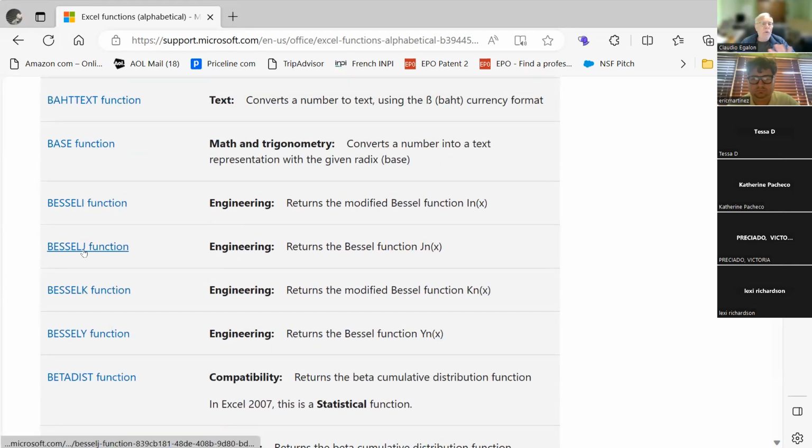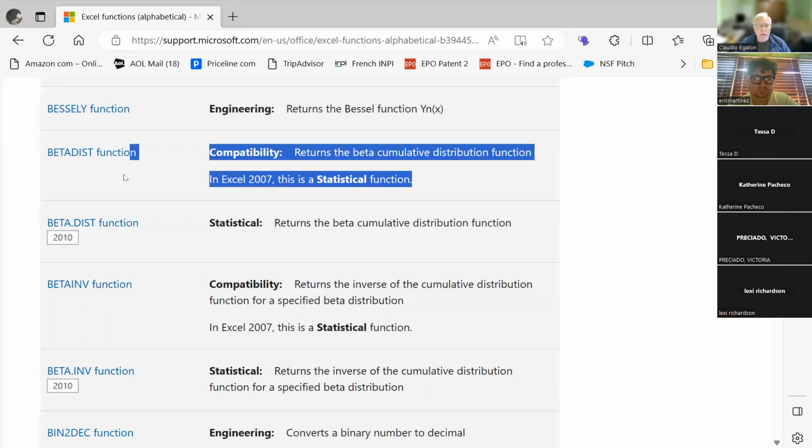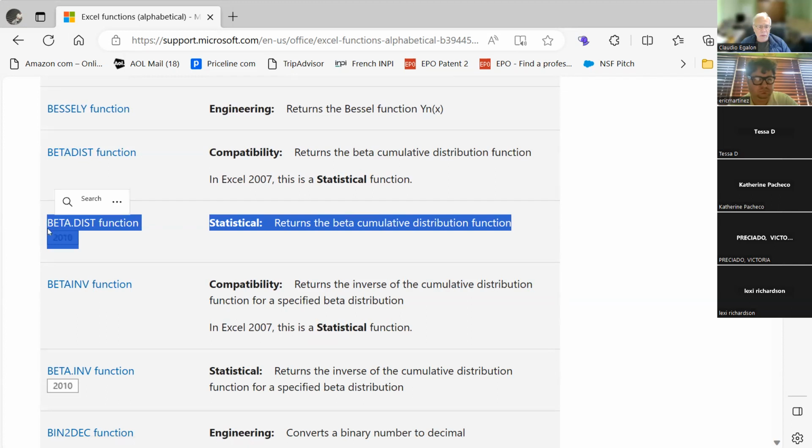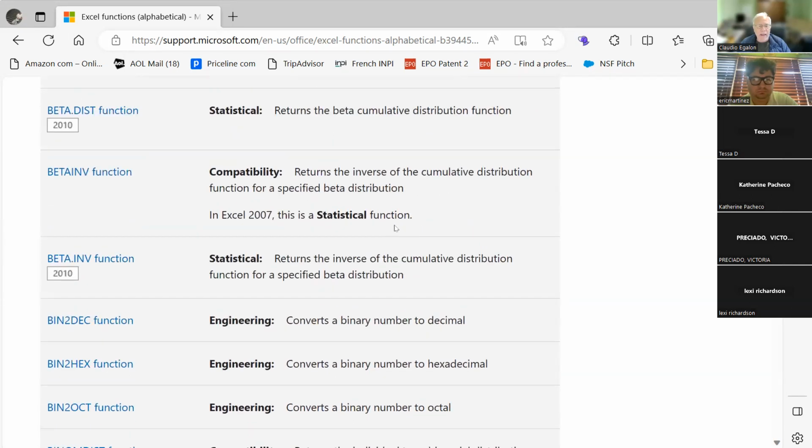Oh, Bessel function, we are not going to use Bessel functions. That's something more advanced. That's another type of Bessel function. I used Bessel functions during my PhD degree. I had to use those Bessel functions. And this is a statistical function. This too is a statistical function. We're not going to use the statistical functions, but at least you know that they have it.